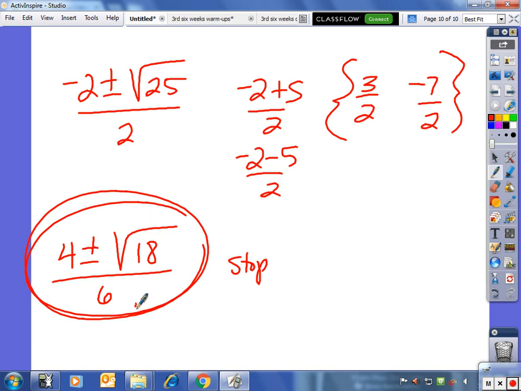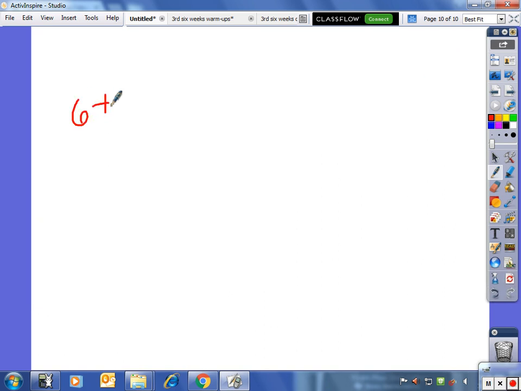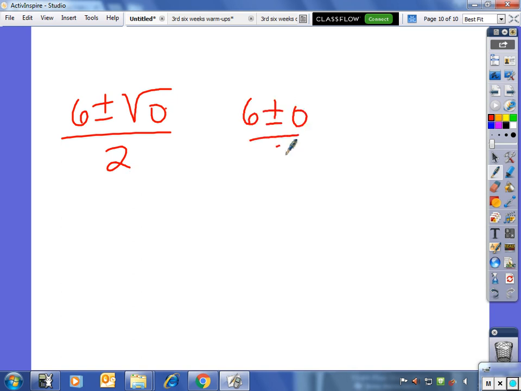You also might get something like this. 6 plus or minus the square root of 0 over 2. Can you keep going? Absolutely. How many roots are you going to get there? Just one, because the square root of 0 is 0. So you would get 6 over 2, and then you'd also get another 6 over 2. So you don't have to write the answer twice. The answer would just be 3.